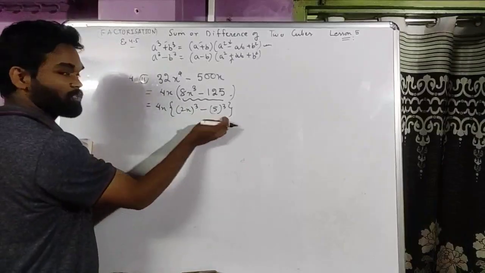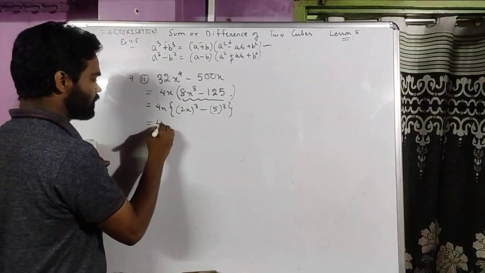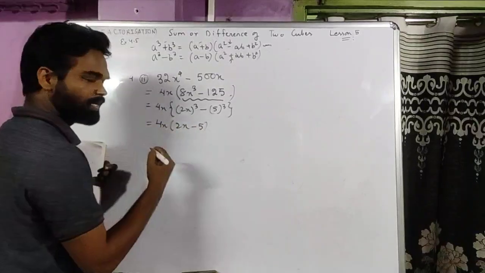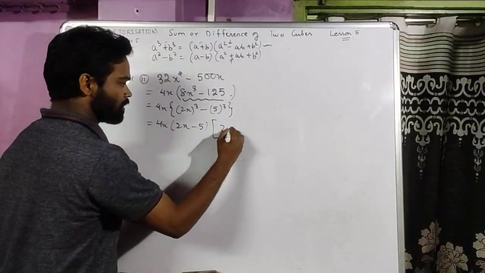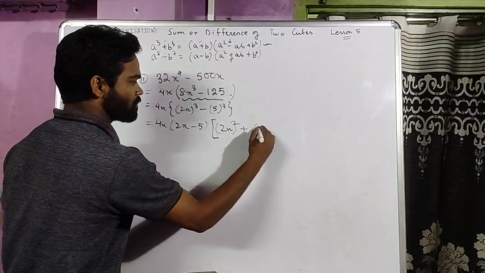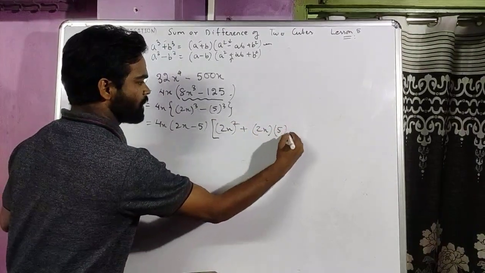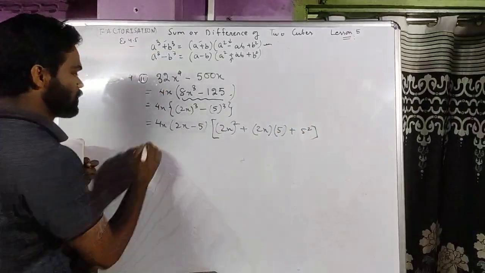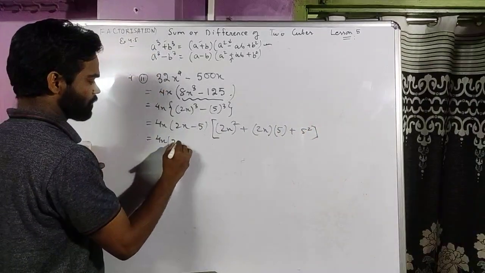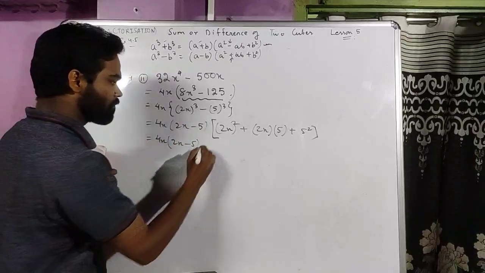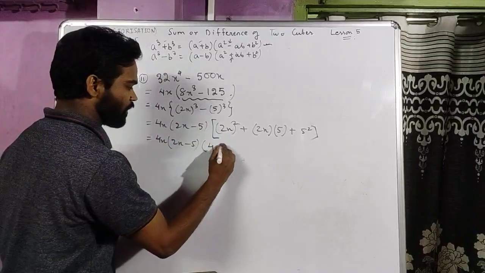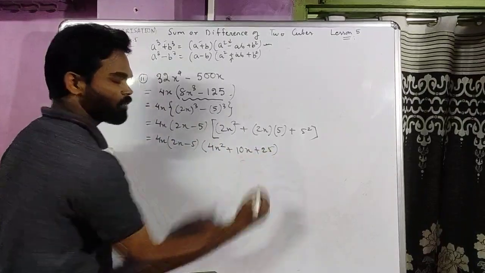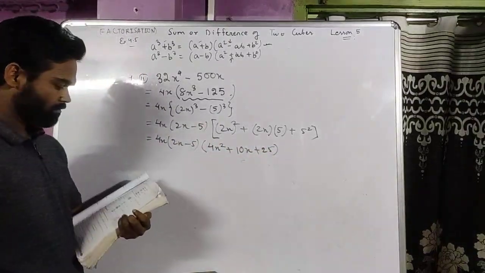Now this is a cube minus b cube. We know the formula. A cube minus b cube is a minus b, then a square plus ab plus b square, which is 4x, 2x minus 5, and this, when you open the bracket, 4x square plus 10x plus 25. Done.